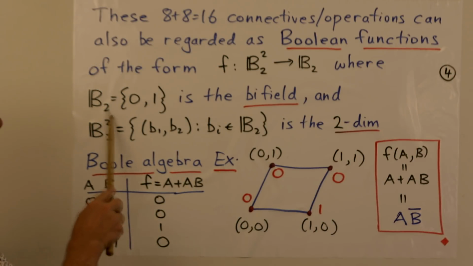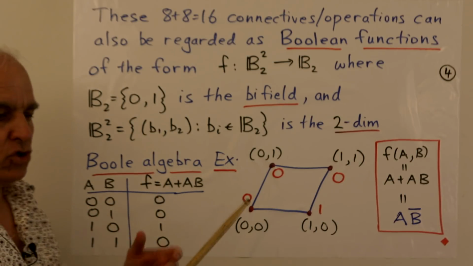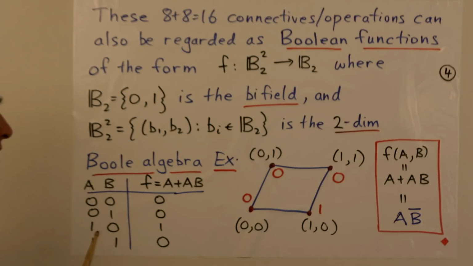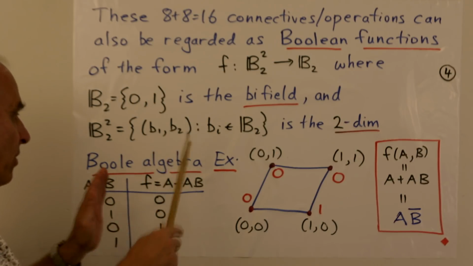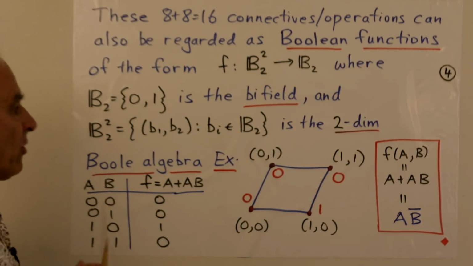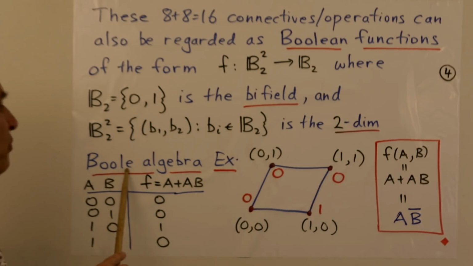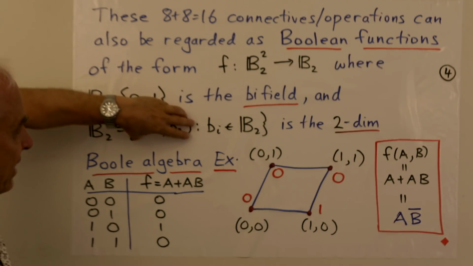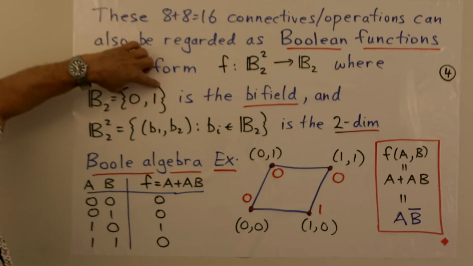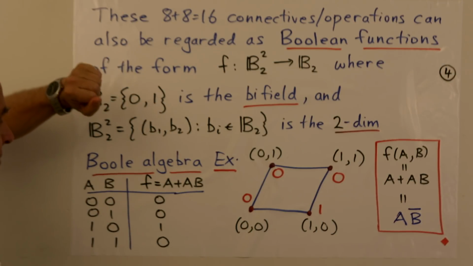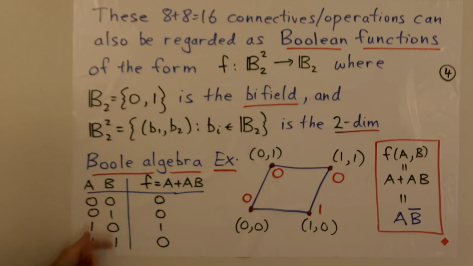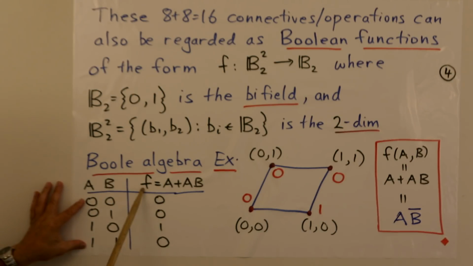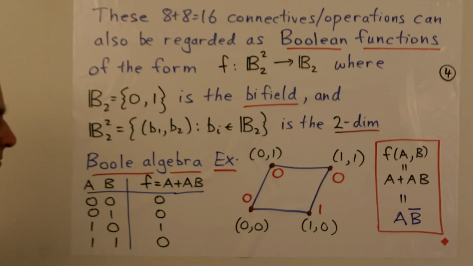And here is B2 squared, which is the space of two tuples of bifield objects. So B1, B2, ordered pairs where the Bi's are either 0 or 1. This is a two-dimensional Boole algebra. Okay, and we can think about a Boolean function as being a function that takes these things and gives us elements in the bifield. So for example, if we write out A and B, here are the four possibilities, and we choose one of the functions, say A plus AB, that has value 0, 0, 1, 0.